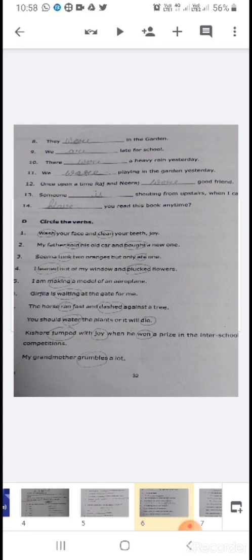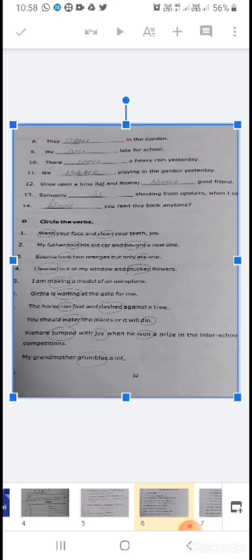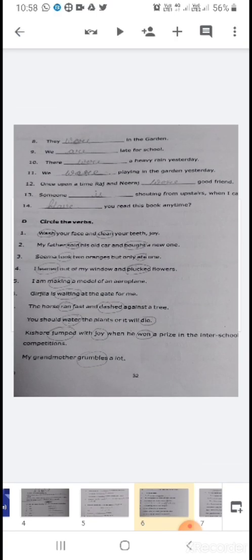Okay. Now the D, you have to just circle the verbs. The first sentence is wash your face and clean your teeth, Joy. So here wash and clean are both the verbs. That means they are the action words. Second, my father sold his old car and bought a new one. So sold and bought are here both the action words. So you just have to circle them.